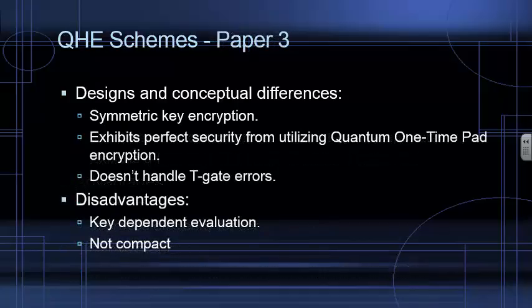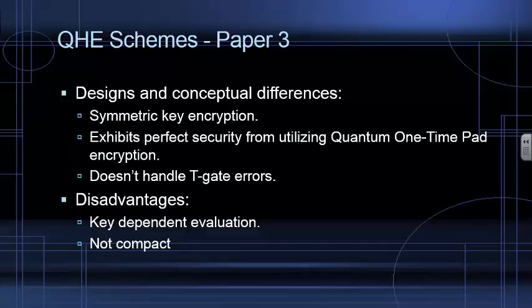Now with paper 3, this one didn't have as detailed analysis, so we did our best to analyze in relation to the criteria that we're using across them all. It exhibits symmetric key encryption again, but this one uses a quantum one-time pad encryption, which allows for perfect security, but it did not analyze how it would handle the errors and T-gate errors. It was left for other papers to find a method to handle that. This one itself had a key-dependent evaluation, though, and it was not compact, so no hope for fully quantum homomorphic encryption status.